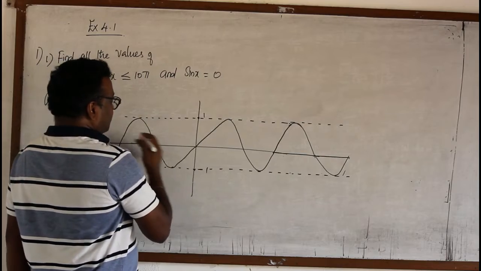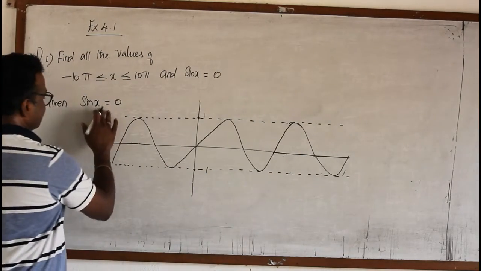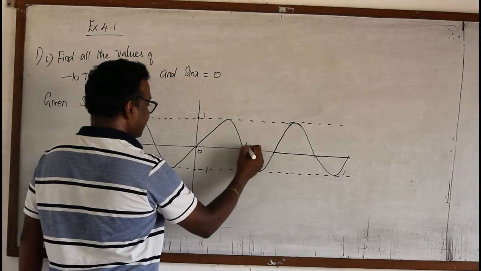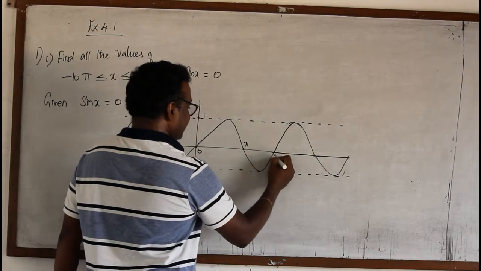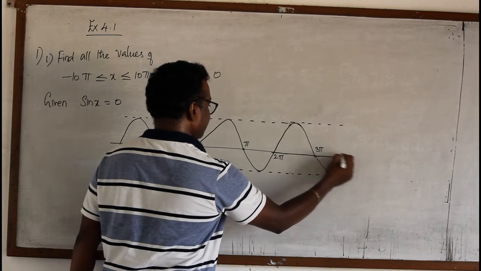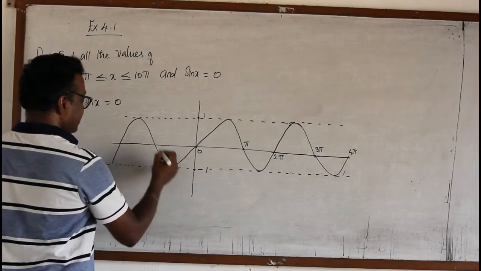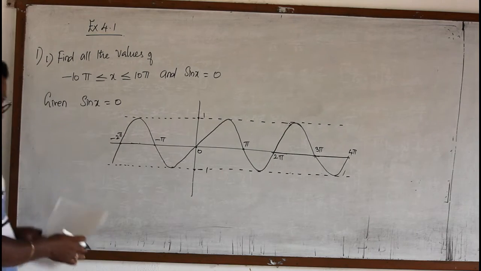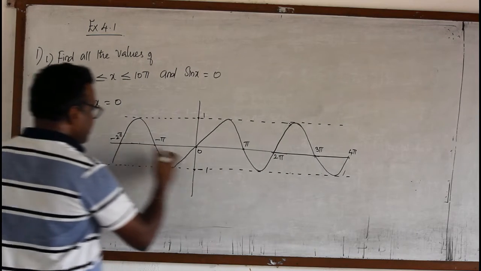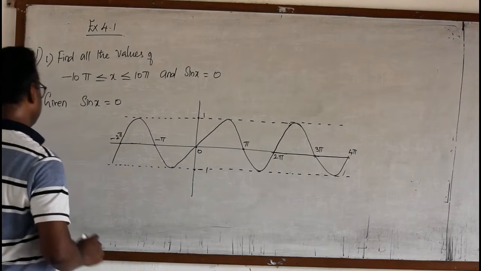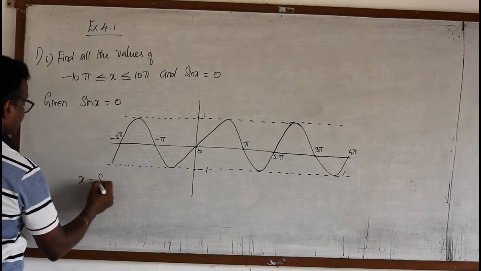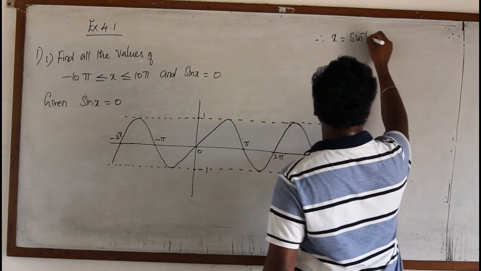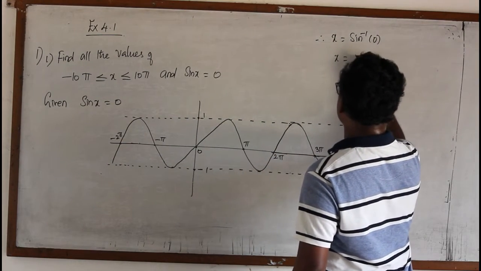Now, let me see, sin x is 0 means where it touches the x axis. This value is 0, then at pi it becomes 0, then 2 pi, then 3 pi, then 4 pi. Similarly, it is minus pi, minus 2 pi and goes on. Therefore, in all the multiples of pi, sin x is becoming 0.